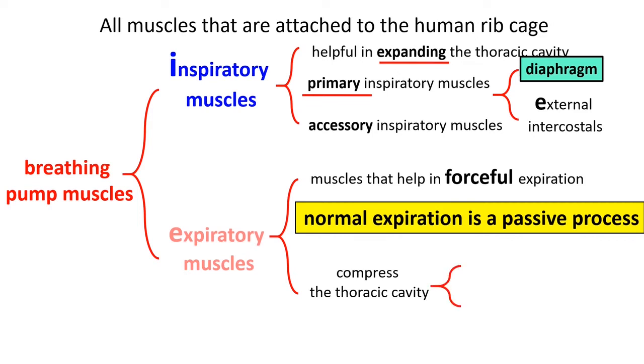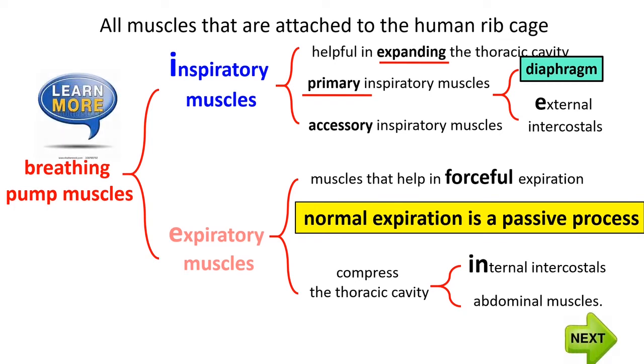They compress the thoracic cavity, and these are the internal intercostal muscles. The external ones are inspiratory. The internal intercostals are forceful expiratory muscles, plus the abdominal muscles. And we need to know more, because breathing is a very important process.